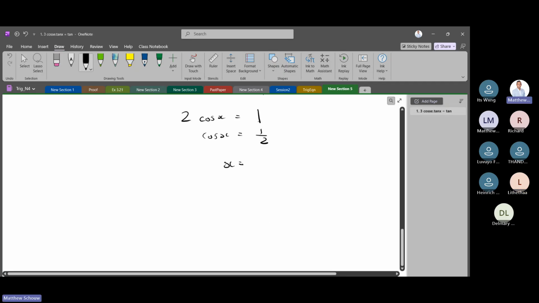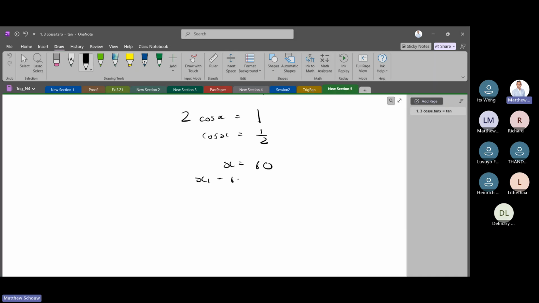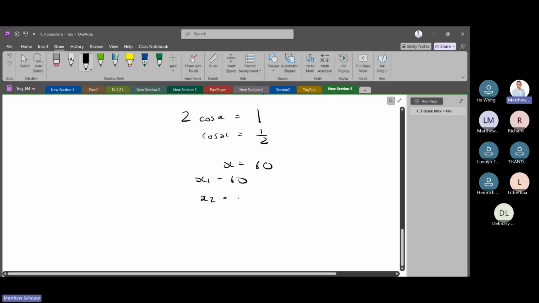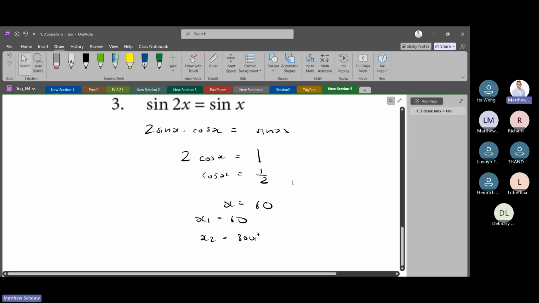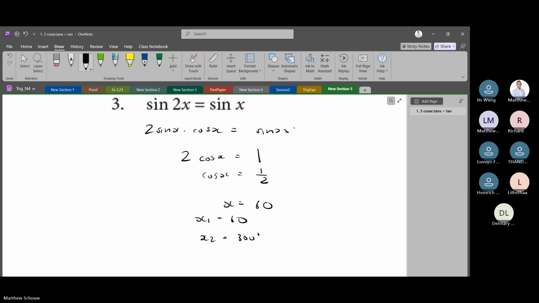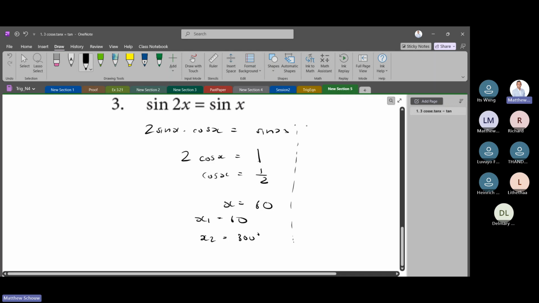Our reference angle here should be, I believe, 60, right? Yes. Now the first, which is positive, will be 60, the second one will be 300. But remember, because there are 2 ratios here, again like the previous one, I think there's a pattern you should be picking up now.